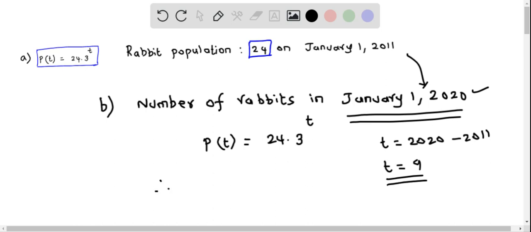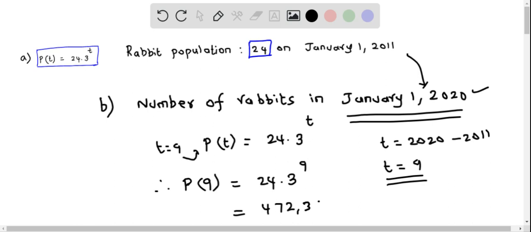So therefore, we have to determine P of 9. We plug in t equal to 9 into this population model, which gives P of 9 equals 24 times 3 raised to the power of 9. We plug this into the calculator, and we get 472,392. So this is the number of rabbits on January 1, 2020.